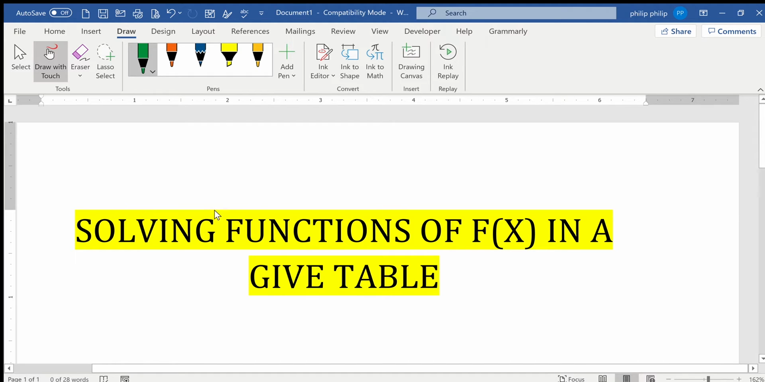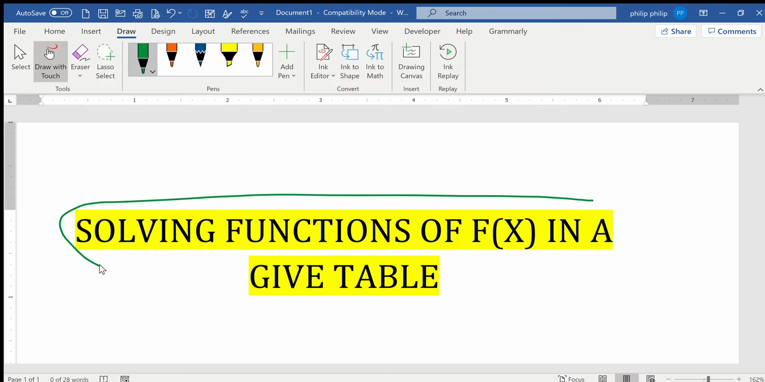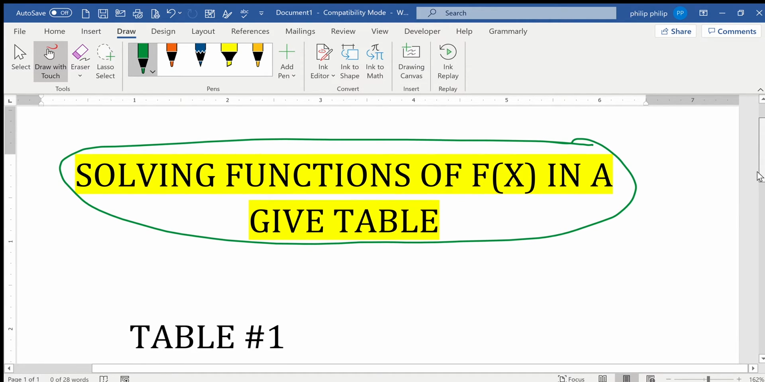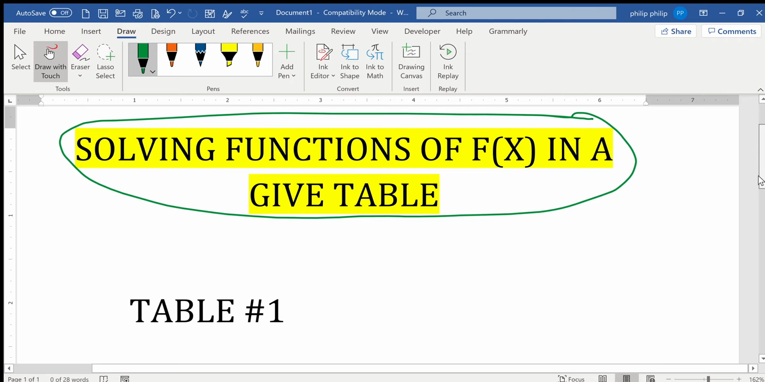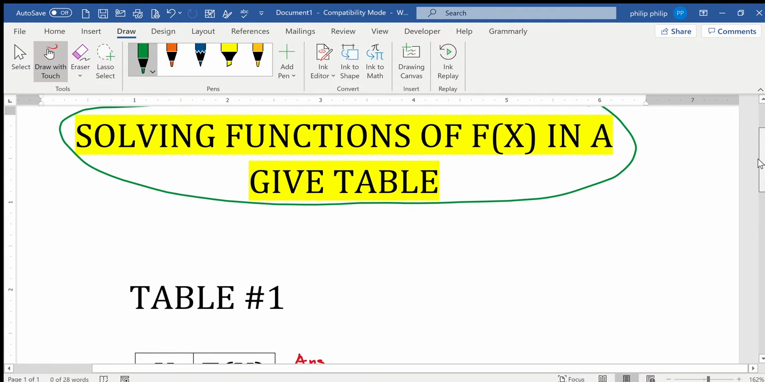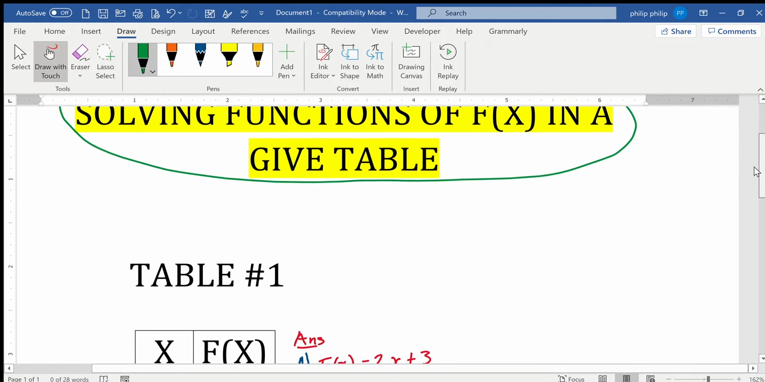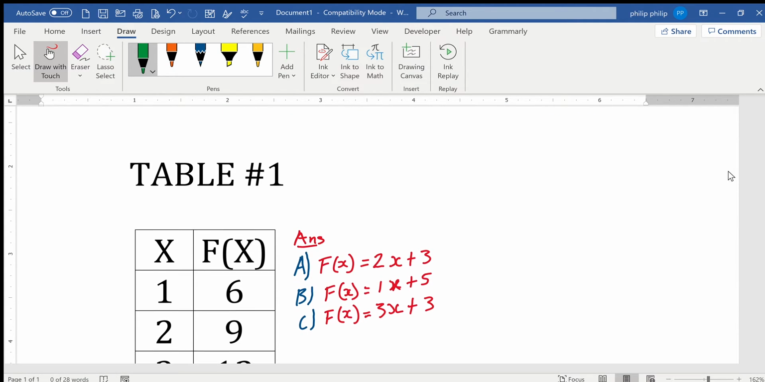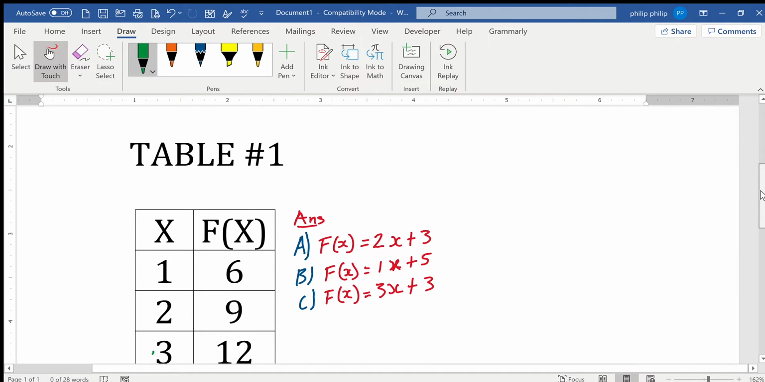Today we're gonna be solving functions of f of x in a given table. So that's exactly what we're gonna be doing today. Basically, just solving functions of f of x in a given table. And I'm gonna give you two examples today. And trust me, these two examples are gonna clarify your understanding on how to solve this. I'm telling you, I was in class, I've been through this as well, and I know how it can be for us as students. But I'm going to show you a few steps and a few tips on how to solve this easily.